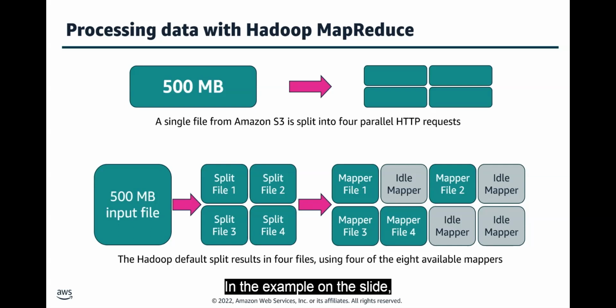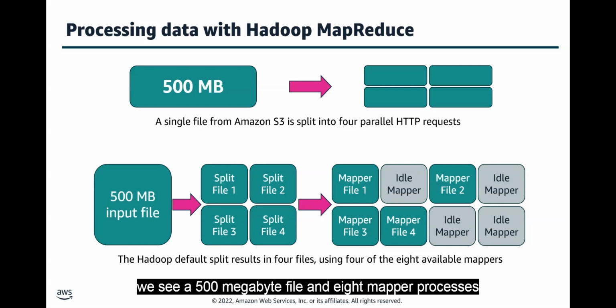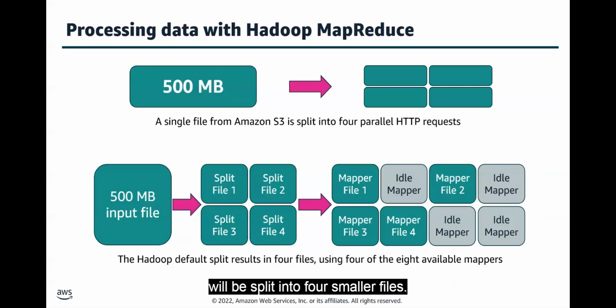In the example on the slide, we see a 500 megabyte file and 8 mapper processes that are available to process the data. Big data processing needs to maintain pace with the volume and velocity of data. So in this instance, the 500 megabyte input file will be split into 4 smaller files. Each of these files will use an available mapper for processing in parallel.